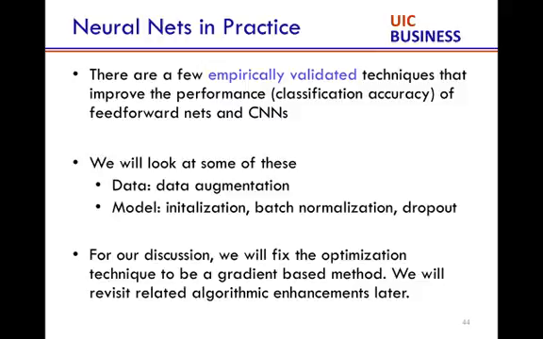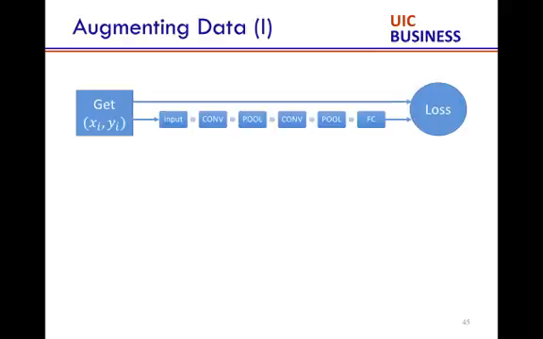Okay. For our discussion, we're going to fix the optimization technique to be a gradient descent based method, so just the batch stochastic gradient descent that we have seen, and we'll revisit if we can make any improvements to the gradient descent method itself later on. Okay, so let's look at augmenting data. So this is what you do with your data set, right? You have your data, you pass it, do a forward pass, and you compute the loss value.